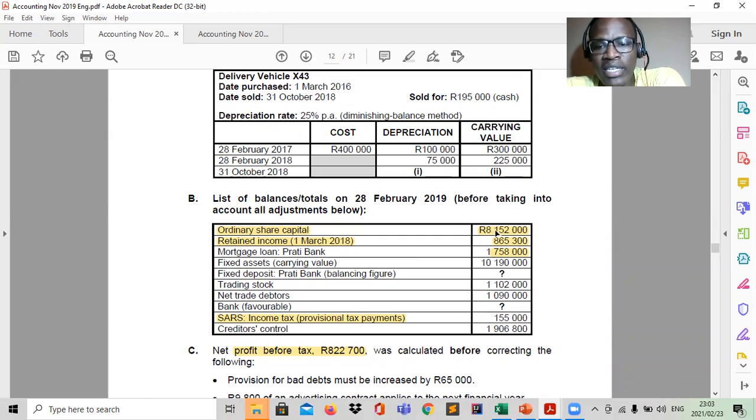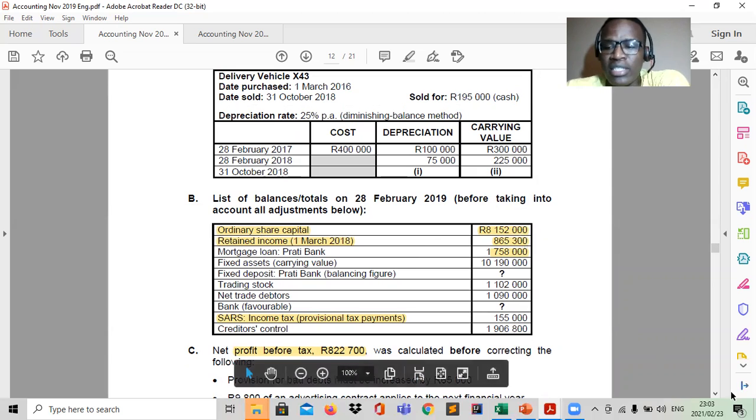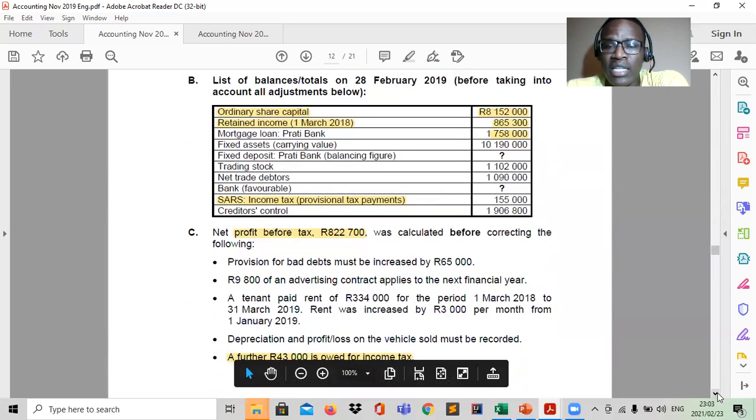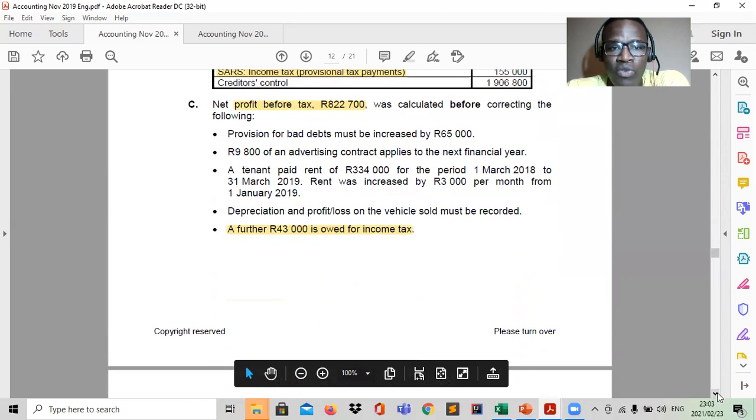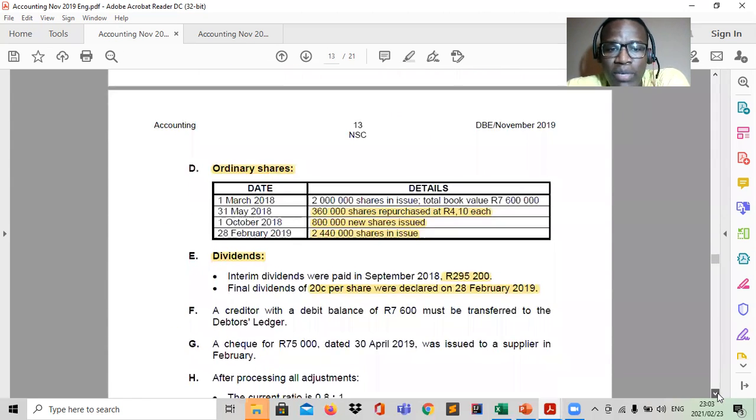So straight away, we'll take this amount and put it in the statement of financial position under ordinary share capital. No calculations are needed, but we'll see that in our slides when we finish reading this additional information.